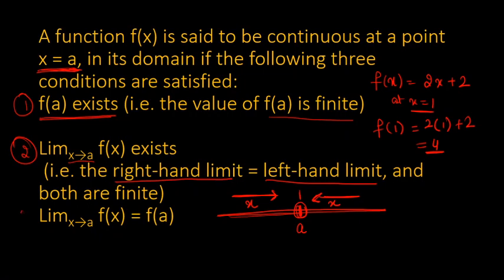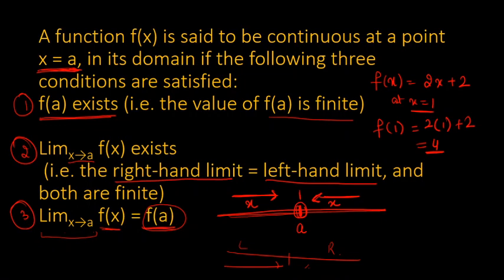This should be satisfied. And third one is that as the limit x approaching to a, f of x should be equal to value of function at that particular point. Means that as x is approaching to a, whether it is approaching from the left hand side or from the right hand side of a, the value of function should also approach to whatever the value of the function at that particular point, right?